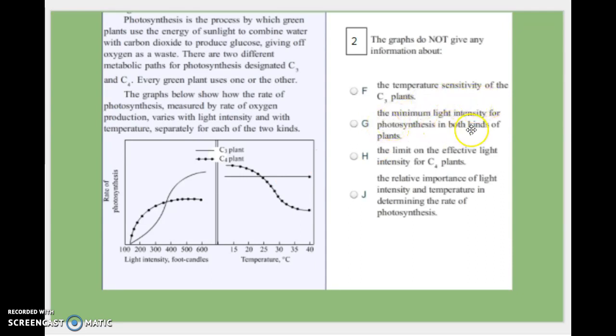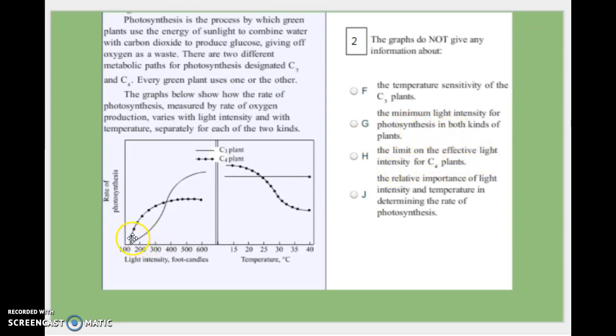Doesn't look like it really does react to it, but that still gives us that information. Then this one, the minimum light intensity for photosynthesis in both kinds of plants. Well, if I go to light intensity and I see that they both dead end here on 0 rate, then that has to be my minimum. It's the lowest I can go. It's not going to start doing the opposite of what a plant does. It's not going to start doing what we do and taking in oxygen and producing carbon dioxide. And so 0 is your minimum. We know that.